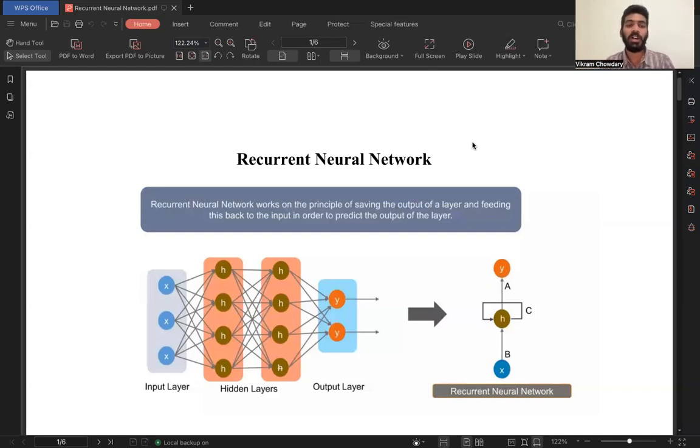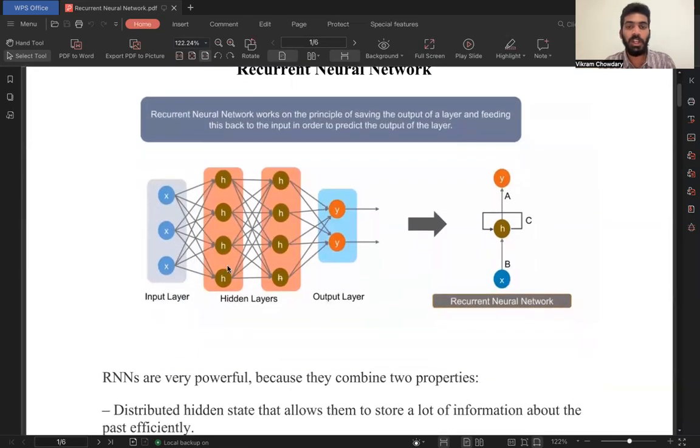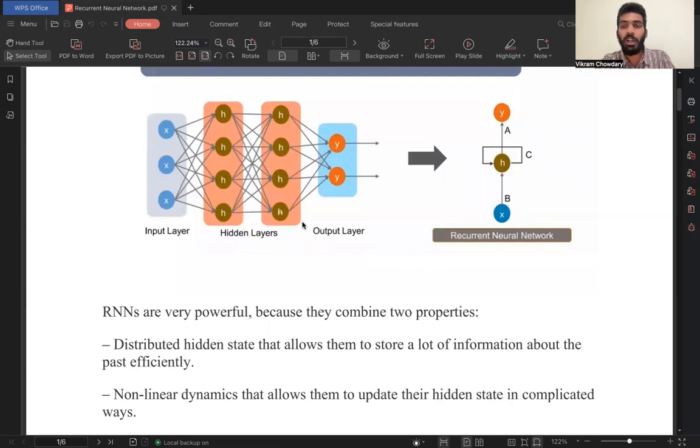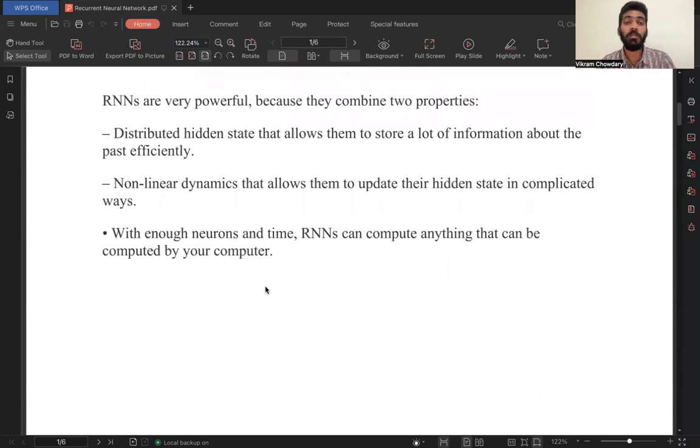As we can see, here is the input layer, and these are the hidden layers. The main and most important feature of recurrent neural networks is the hidden state. Here is the output layer, and we can see the graph of the recurrent neural network. The fundamental feature of a recurrent neural network is that it consists of at least one feedback connection. Recurrent neural networks are very powerful as they combine two properties.